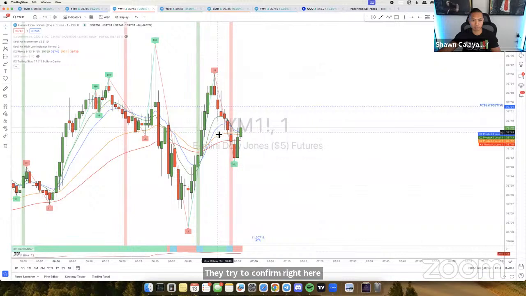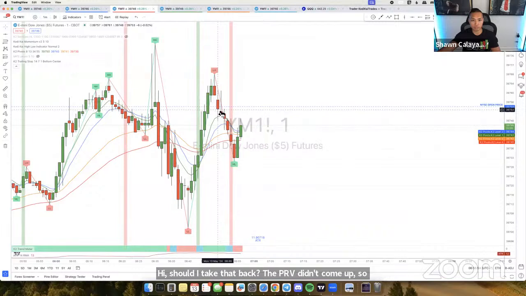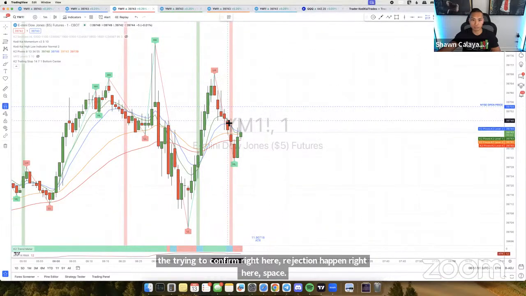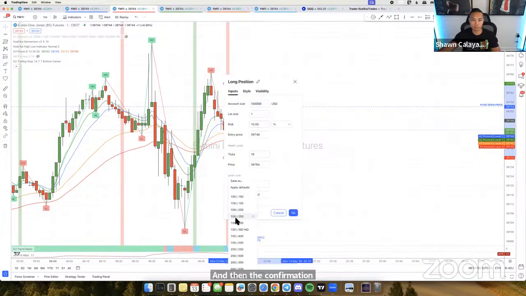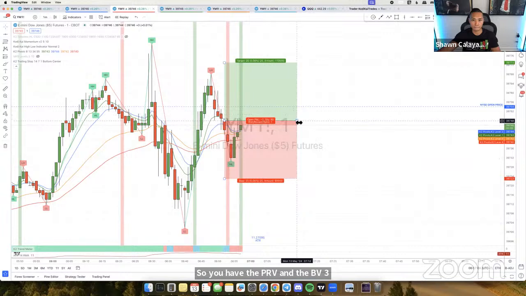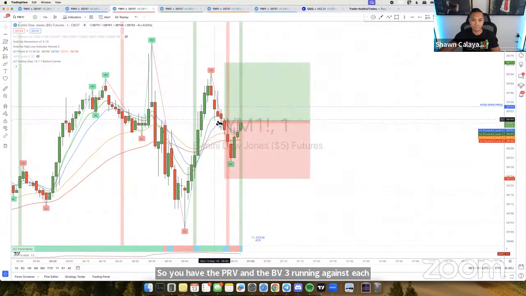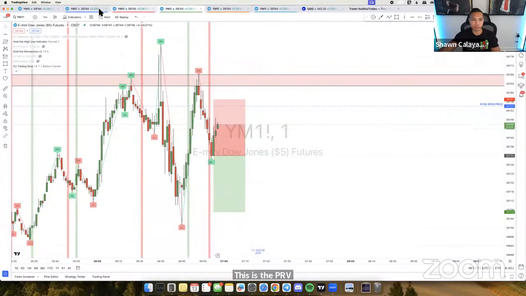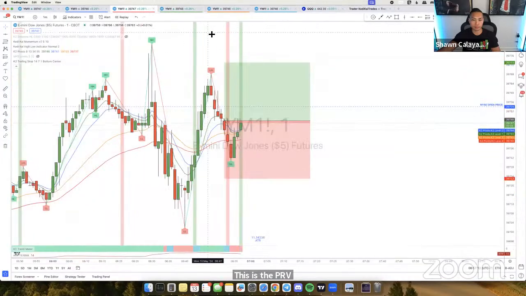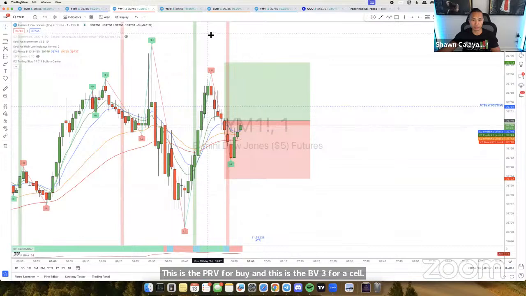Actually, I take that back. The PRB did come up right. So the trend confirmed right here. The rejection happened right here. Space, and then the confirmation. So you have the PRB and the BB3 running against each other right now. This is the PRB for a buy, and this is the BB3 for a sell. This is a bit of a tricky market here, as you guys can see.